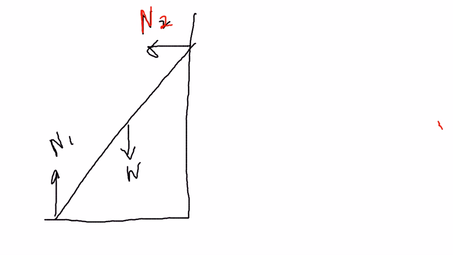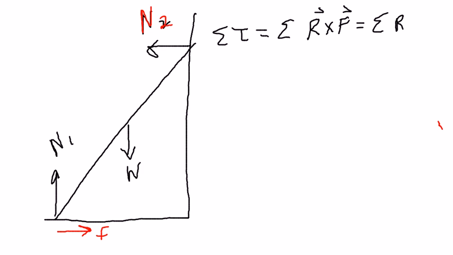And then the other force is the force of friction on the ground, the force of friction between the ladder and the ground. And now what we're going to do is sum the torques. And remember, the sum of the torques looks like the sum of R cross F, or the sum of R perpendicular to F.